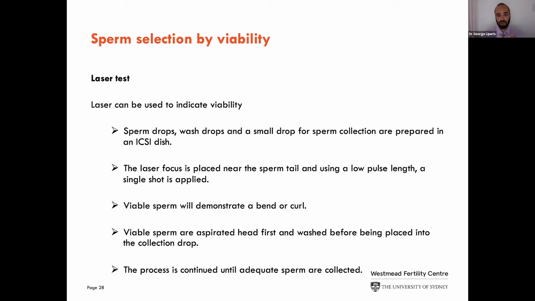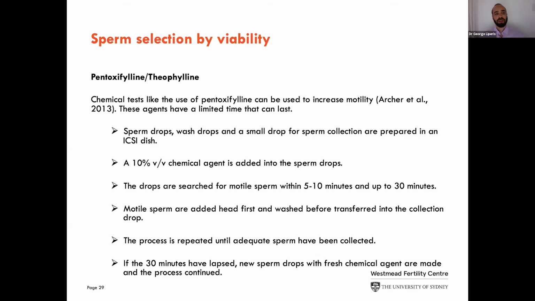The laser focus placed near the sperm tail, and using a low pulse length, applying a single shot. If sperm bends or curls its tail, that means that sperm is viable and can be used again for the ICSI. And lastly, the chemical tests, like the use of pentoxifylline or theophylline, can be used to increase motility.